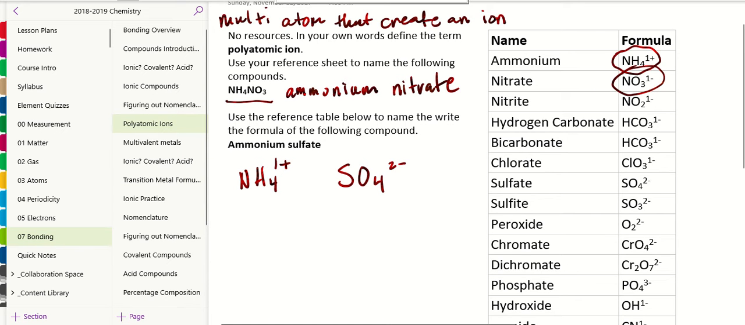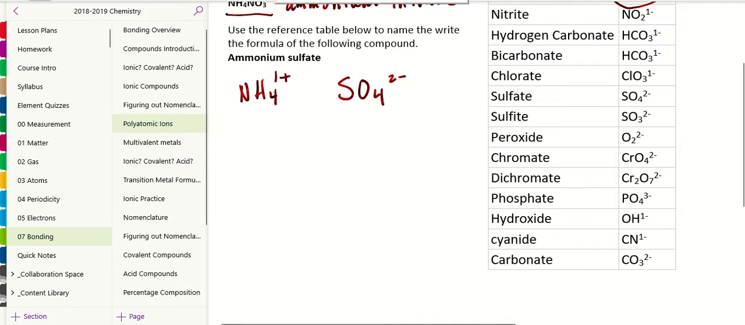So tell me this. For your ionic compound, how many ammoniums do you need to cancel out with the -2 of your sulfate? You need 2. So I need another ammonium so that when I combine the two together, I have a neutral compound. Now, how do you write the formula, though? N2H8SO4. That is one way to do it.